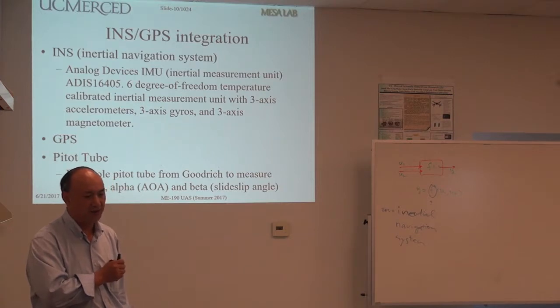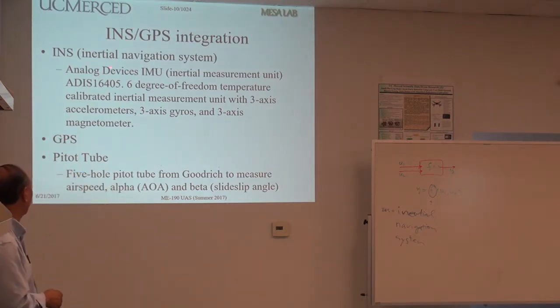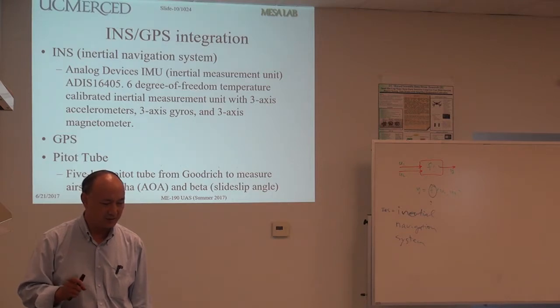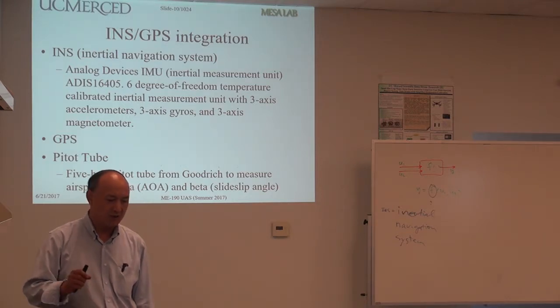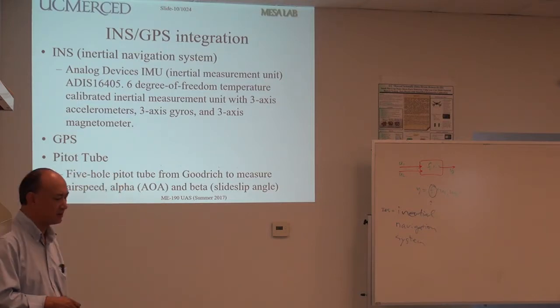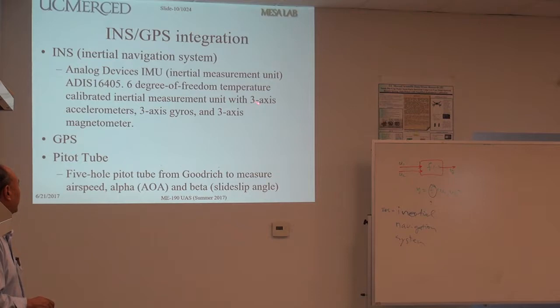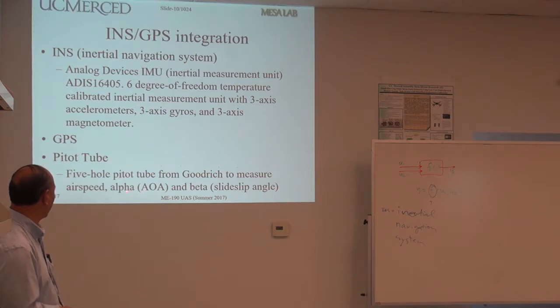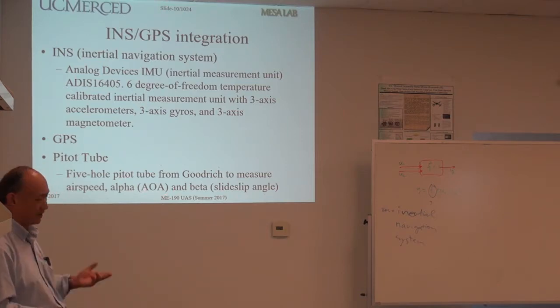What actually is the inertial navigation system and GPS integration? Inertial measurement units, usually using the ADI company's, are 6 degree of freedom temperature-calibrated inertial measurement units with a 3-axis accelerometer. Okay, so it's 9 degrees of freedom here: a three-axis accelerometer, three-axis gyros, and a three-axis magnetometer. Then GPS, then the pitot tube, which is usually used for measuring the angle of attack and the side slip angle.